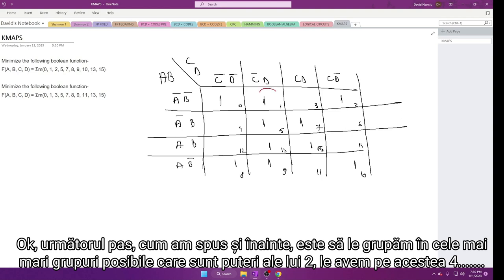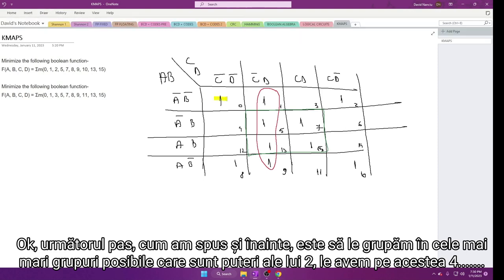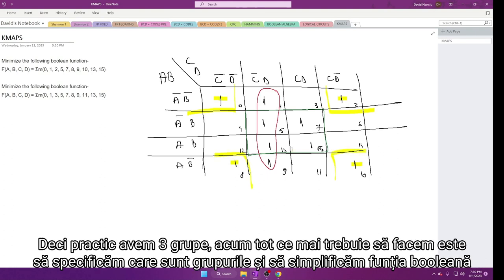We have those 4 that we can group. We see that we have this square that we can also group. Let me change the color. So this square right here. All right. And also the corners. We can also do the corners. This one, this one, this one, and this one. So basically we have 3 groups, right?